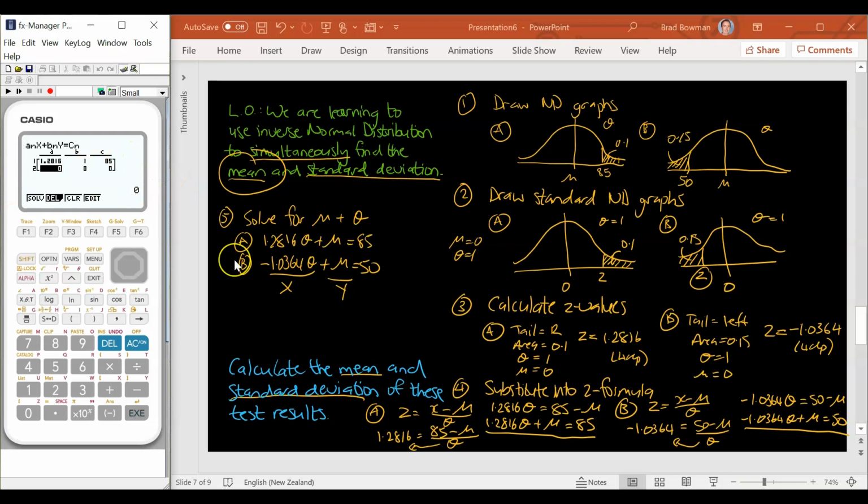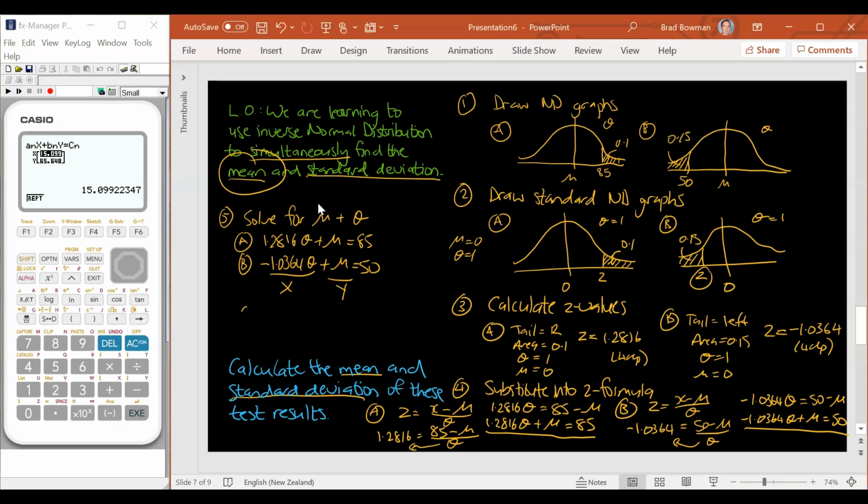Now we're going to do the same for the bottom equation, negative 1.0364. Oh gosh, I must have deleted it by accident. Negative 1.0364. There we go. And we've got 1, and we've got 50. And we've got our two equations set up. Now we're going to go equals or execute, and that'll tell you the two values, x being, don't forget, the standard deviation, y being the mean.